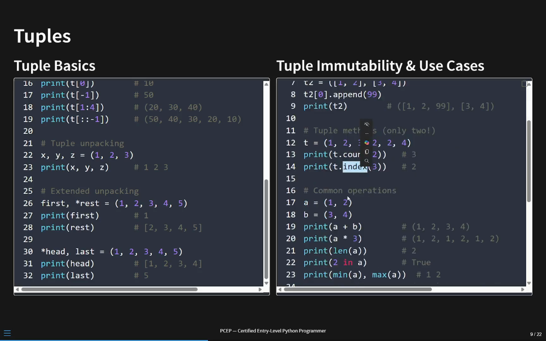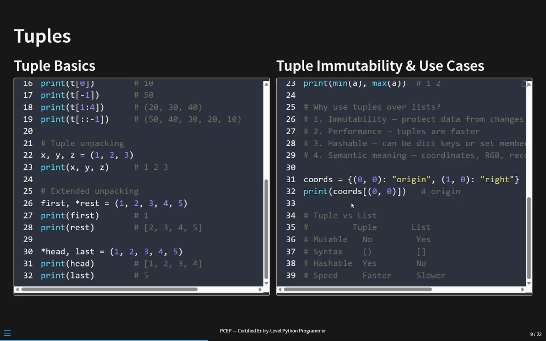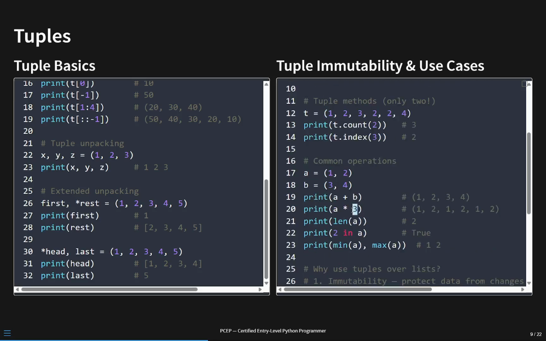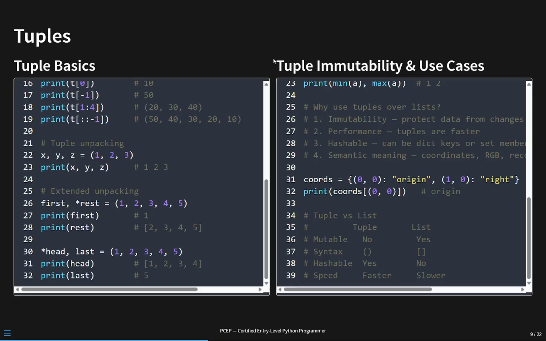Tuple unpacking. Assign multiple variables at once from a tuple. x, y, z = 1, 2, 3. Extended unpacking with the star operator. first, *rest = 1, 2, 3, 4, 5. First gets 1, rest gets the list [2, 3, 4, 5]. *head, last gives you everything except the last element.